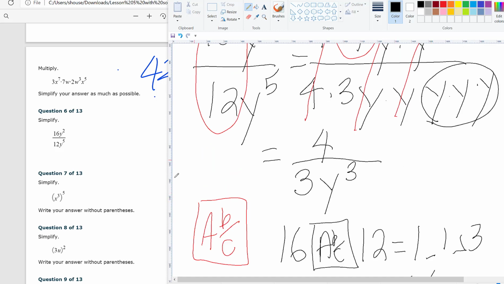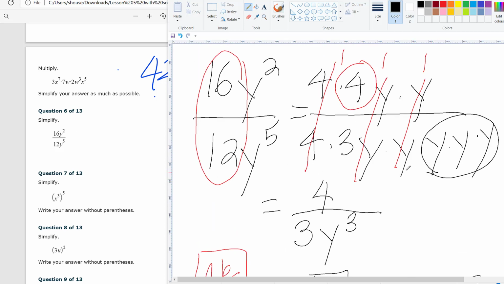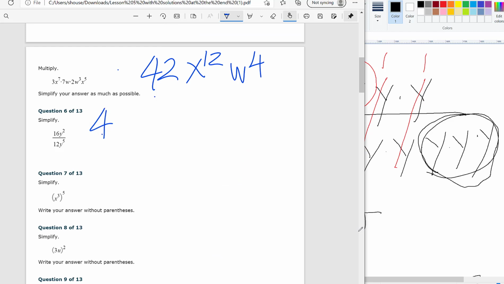Now let's talk a little bit about these exponents. Look what we did. We did not actually divide the exponents, we subtracted. 5 subtract 2 gave me an exponent of 3, and because the 5 was in the bottom, these 3 y's end up in the bottom. So that's 4 over 3 y cubed.